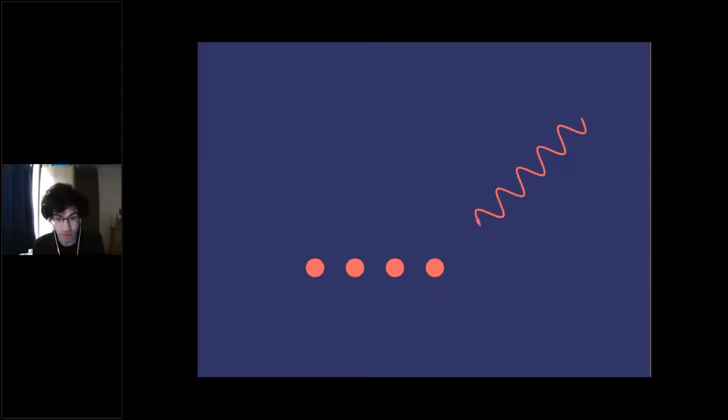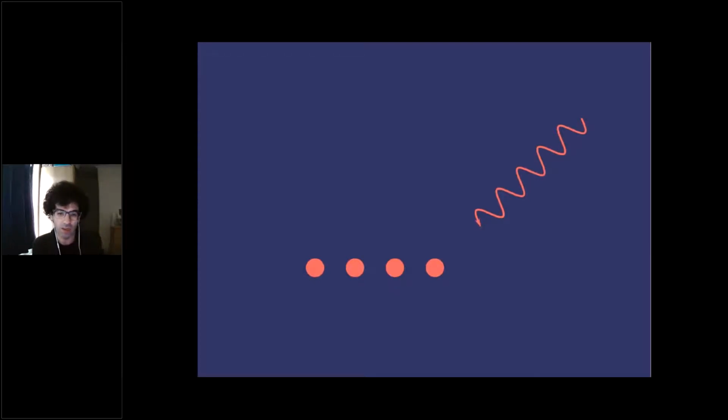Either way, the principles are very simple. Here we have 4 atoms in a row to represent an array, a crystalline array of atoms. Imagine that this is actually going infinitely in every direction in a regular pattern.